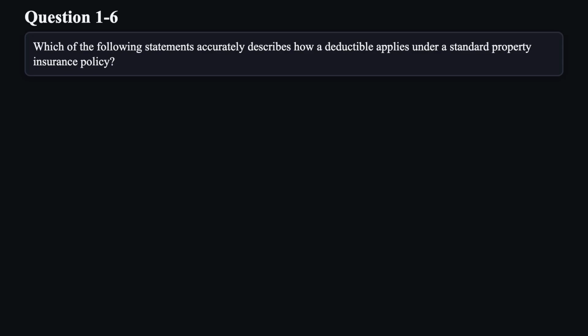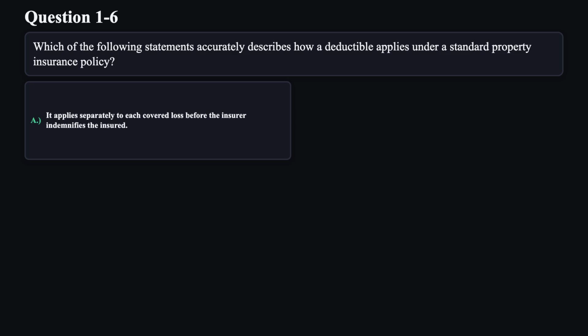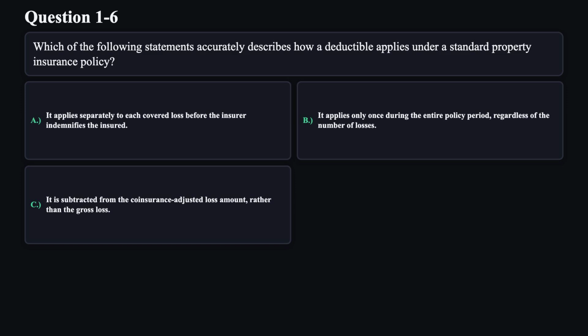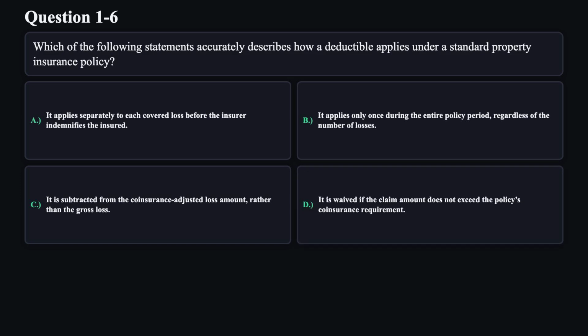Question 6. Which of the following statements accurately describes how a deductible applies under a standard property insurance policy? A. It applies separately to each covered loss before the insurer indemnifies the insured. B. It applies only once during the entire policy period, regardless of the number of losses. C. It is subtracted from the coinsurance adjusted loss amount rather than the gross loss. D. It is waived if the claim amount does not exceed the policy's coinsurance requirement.